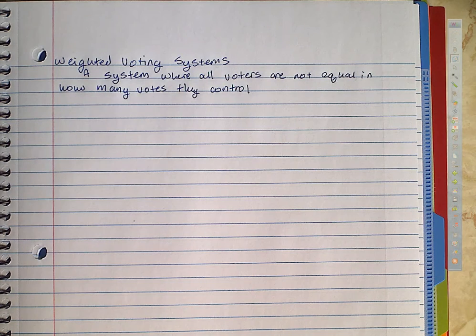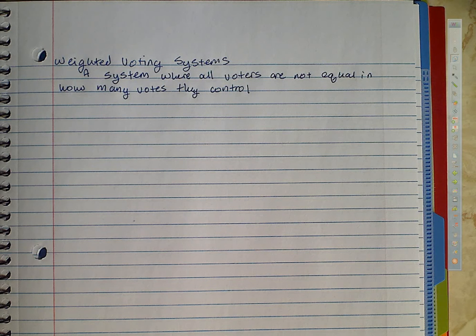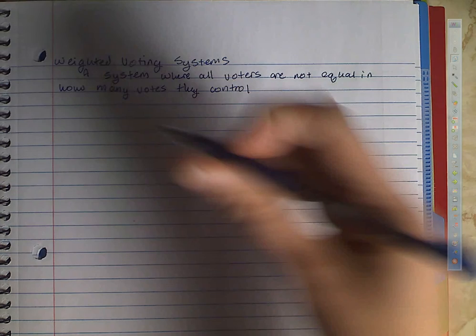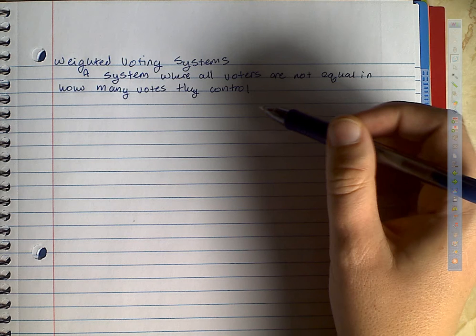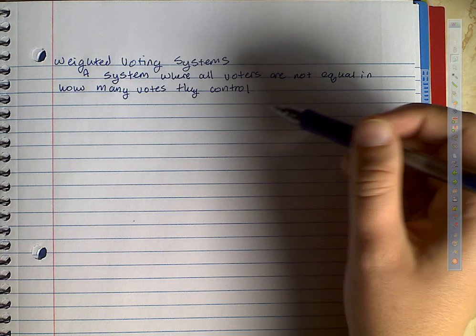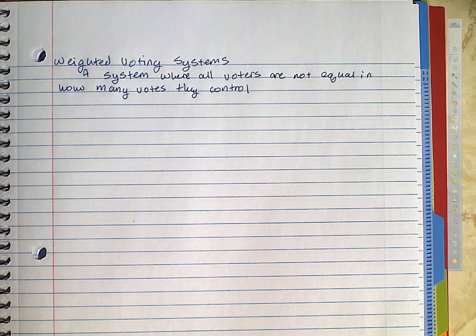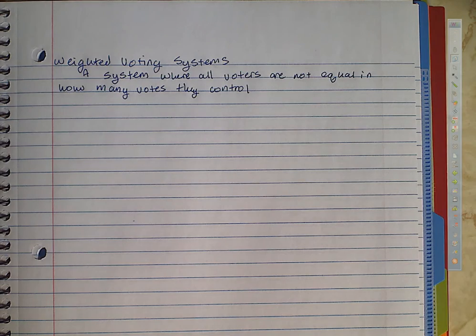Okay, a weighted voting system is a system where all voters are not equal in how many votes they control. The voters in this system are called players. Believe it or not. So the states, all of the math behind this would call each of those states players.